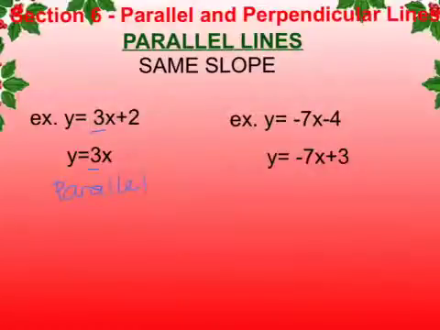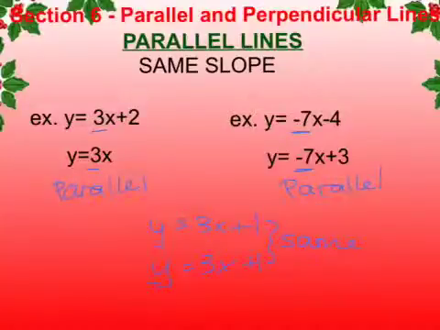Same in this example, -7, -7. The slopes are the same, so the lines are parallel. Now, if you have two lines that have the same slope and the same y-intercept, these lines aren't parallel. This would be an example of the same line.